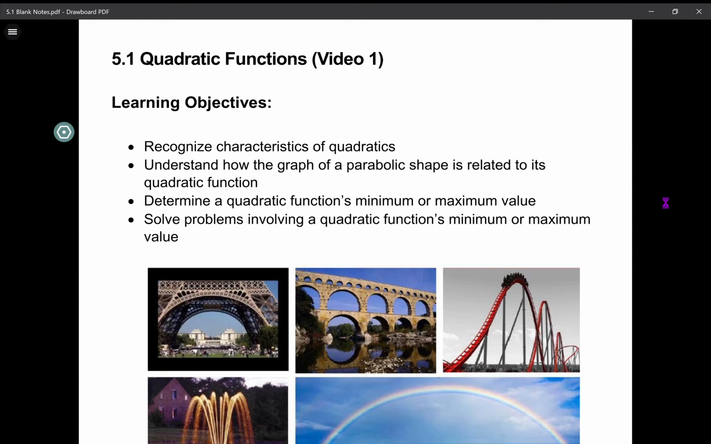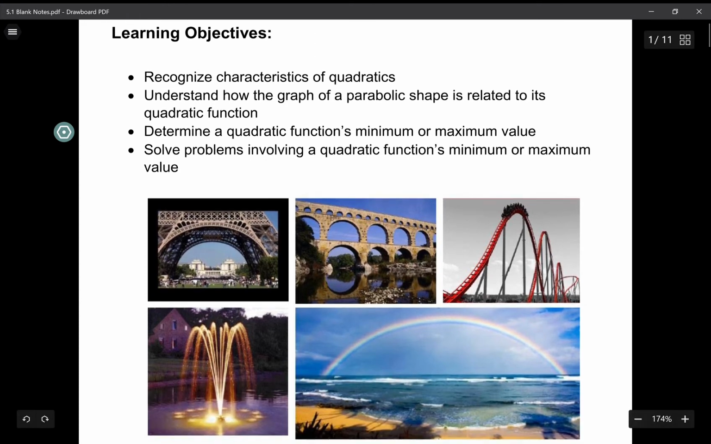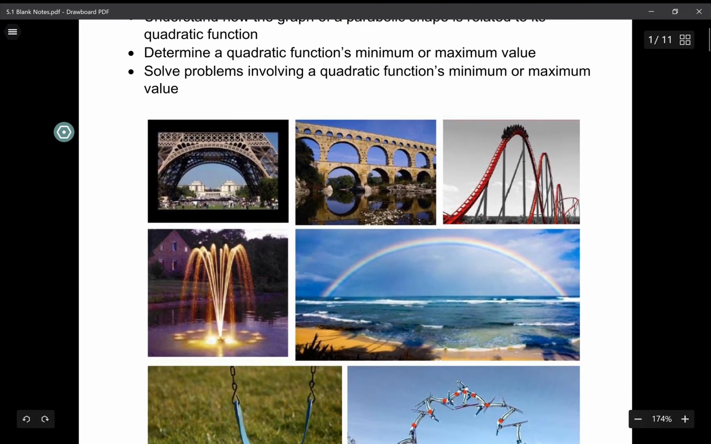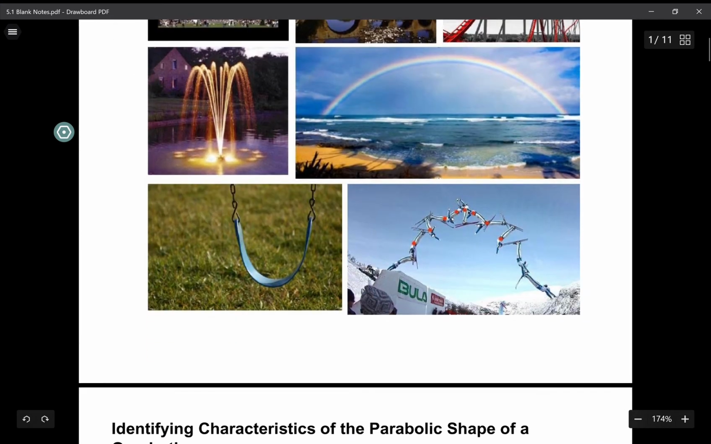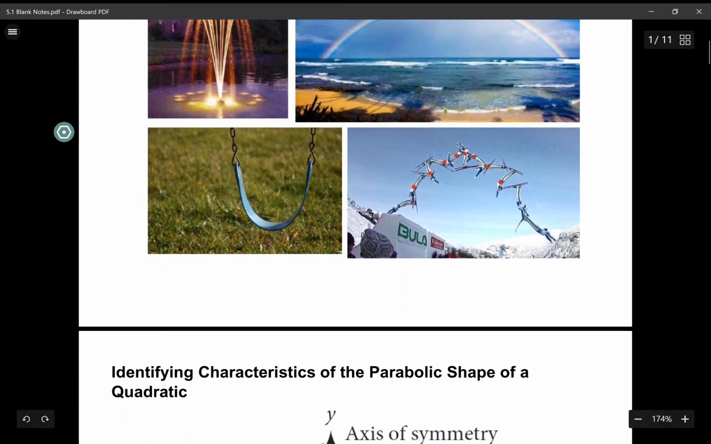So our learning objectives for this section are to recognize characteristics of quadratics, understand how the graph of a parabolic shape is related to quadratic functions, determine a quadratic function's minimum or maximum value, and solve problems involving a quadratic function's minimum or maximum value. And these are just some nice pictures of quadratics, or parabolas, that I stole from somebody else. You can see them all over your world.